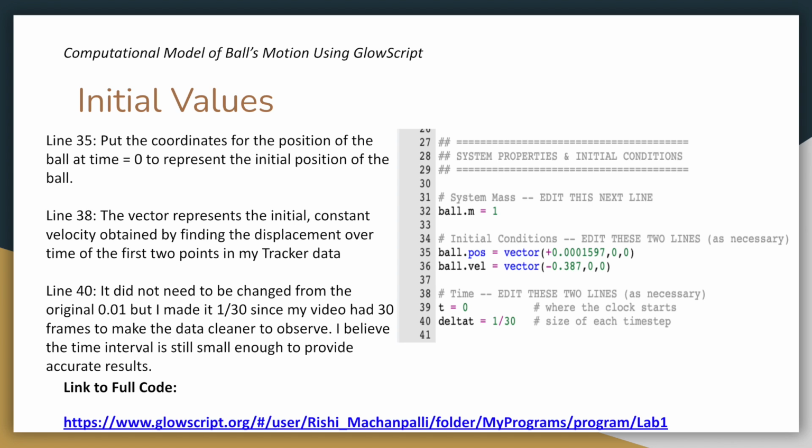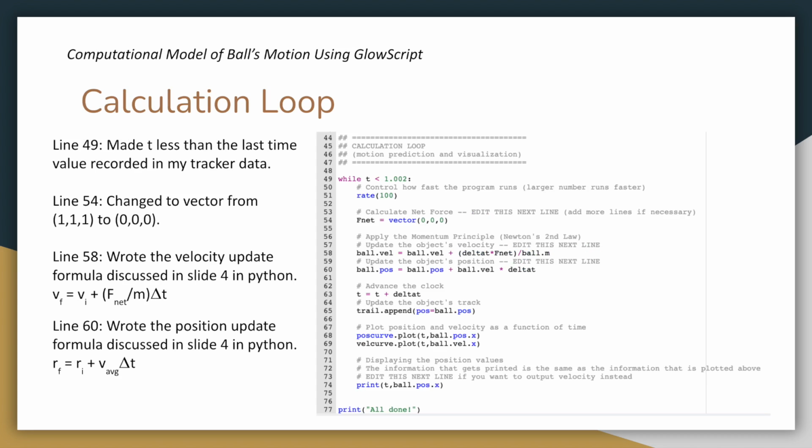In line 40, it did not need to be changed from the original 0.01. I made it 1/30 since my video had 30 frames to make the data cleaner to observe. I believe the time interval is still small enough to provide accurate results. For calculating the loop, in line 49, I made time less than the last time value recorded in my Tracker data, which was 1.002 seconds.